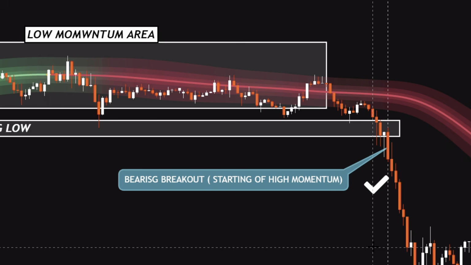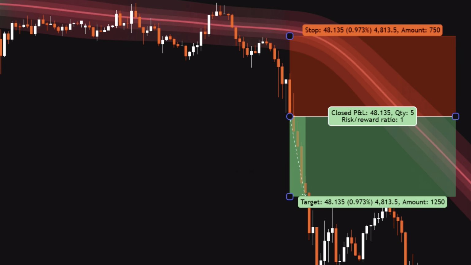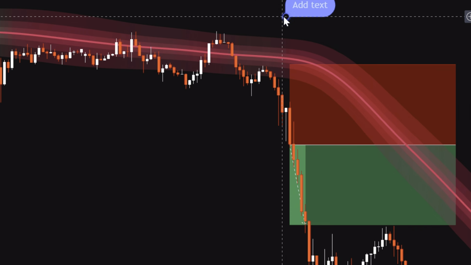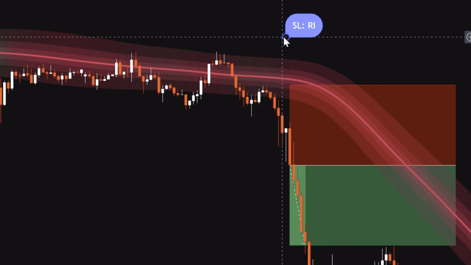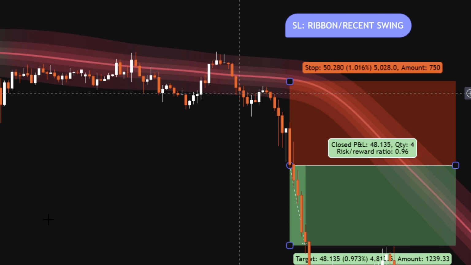Now let's talk about risk management, because even the best setup in the world can fail. Never risk more than 1% on a single trade. And every trade needs a stop loss, no exceptions. For this strategy, the stop loss can be placed above the gradient trend filter ribbon or above the recent swing high. If price reaches those areas, the trade idea is likely invalid. That's simply the cost of doing business.